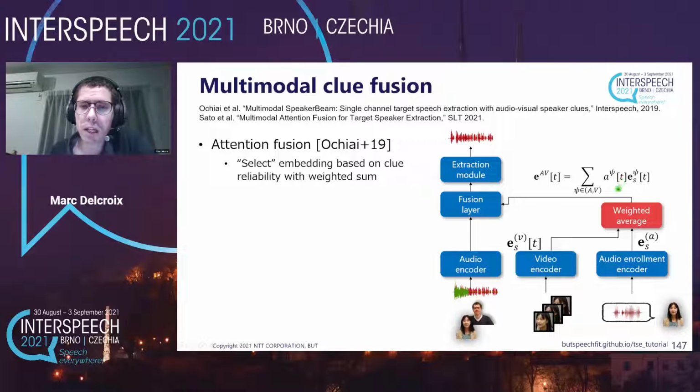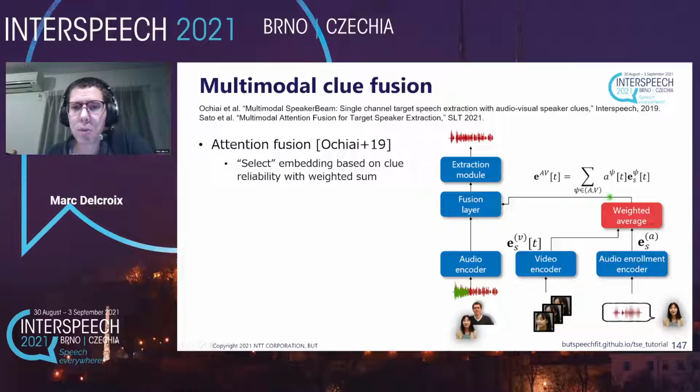So the idea is that, let's say the video is corrupted because of some occlusion, then we should put more weight on the audio embedding than on the video embeddings, and a small weight on the video embeddings. On the opposite, if, for example, the audio clue is not very reliable because the 2 speakers have similar voice characteristics, then we should put more weight on the video embedding than the audio embedding and use dominantly the video embedding part.